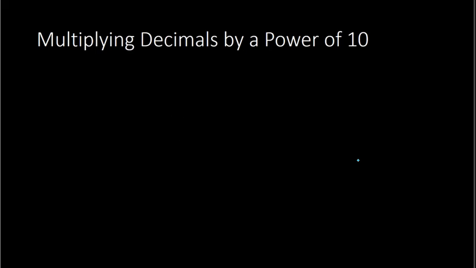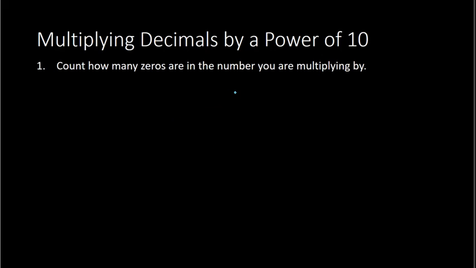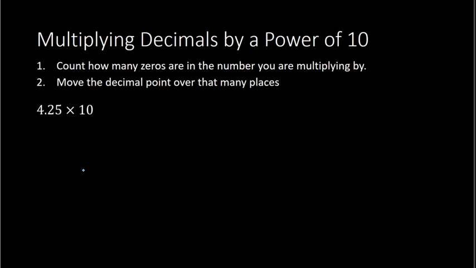Now one last thing is when you're multiplying decimals by a power of 10. When you multiply anything by 10, it's going to make our solving process much simpler. So what I do is basically just move the decimal point over a certain number of places. To determine that, we count how many zeros are in the number that we're multiplying by, and then move the decimal point over that many places. So for example, if we had 4.25 times 10, notice we're multiplying by a 1 with 1 zero after. So what that means is I move the decimal point over to the right 1 place. So my answer is 42.5.